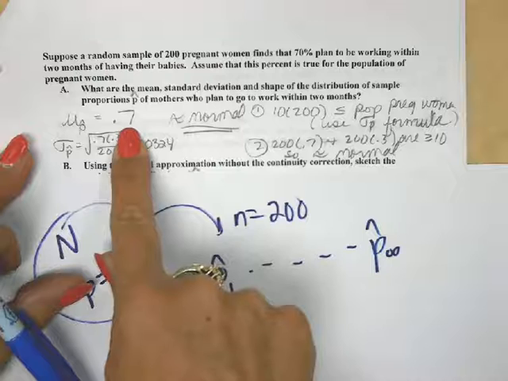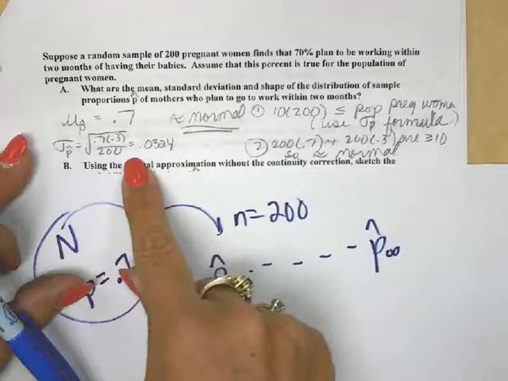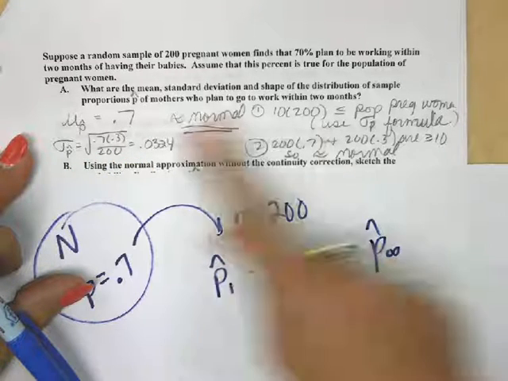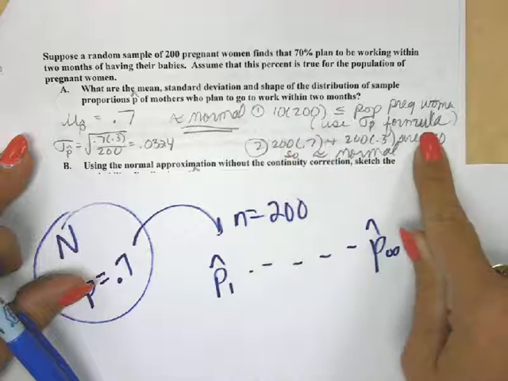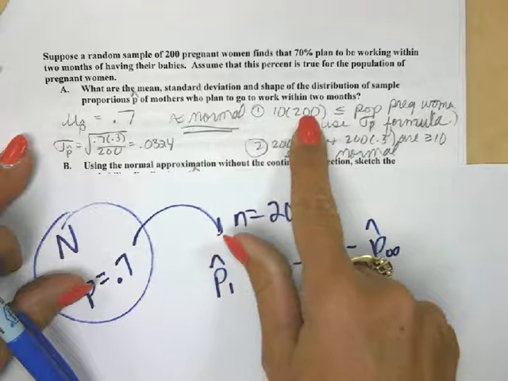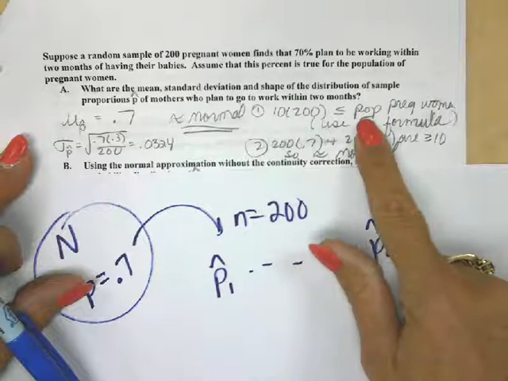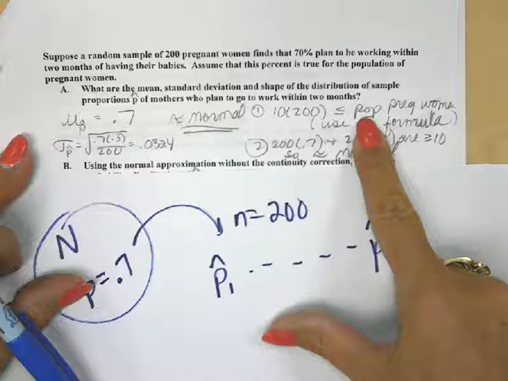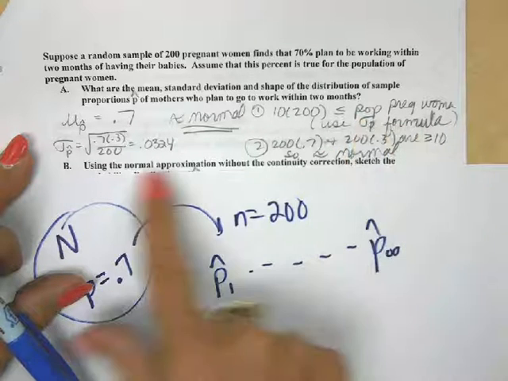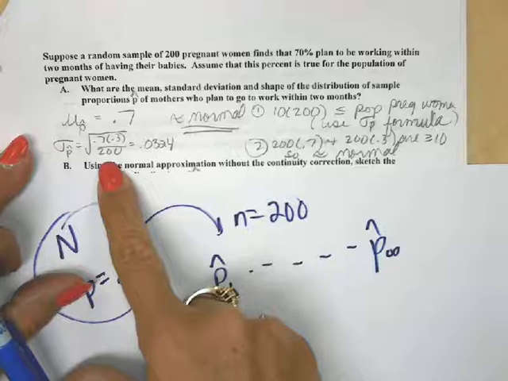Now, secondly, I have to question, can I use this standard deviation formula? Yes, I can. If I take 10 times my sample size, the population of pregnant women will be higher than that. Therefore, this formula is appropriate to use.